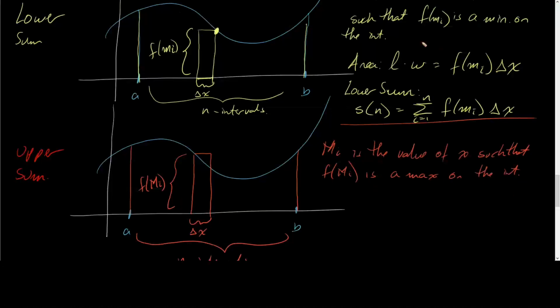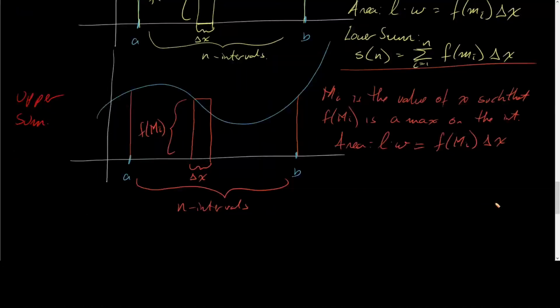We already know what the area formula is here. So for this specific rectangle, the area, which is length times width, would be equal to f of capital M sub i times delta x. So our upper sum, or upper estimate, I'm going to call it capital S of n, and it's going to be the summation from i equals 1 to n, because we're going to be adding a whole bunch of rectangles, each of this area, f of M sub i times its width.